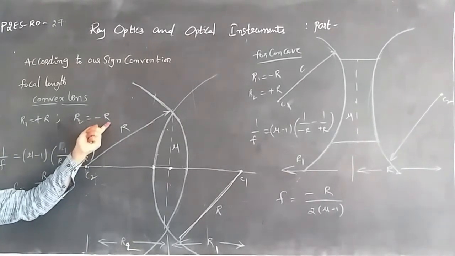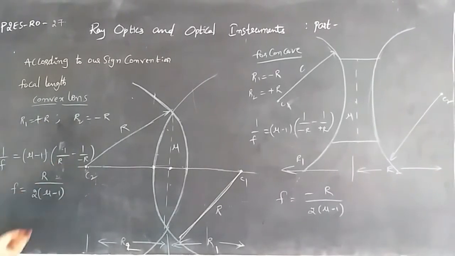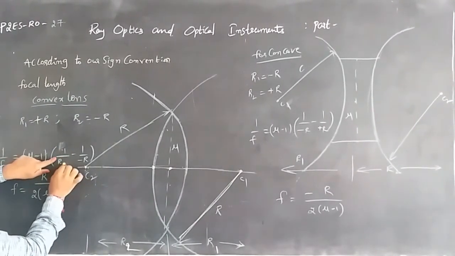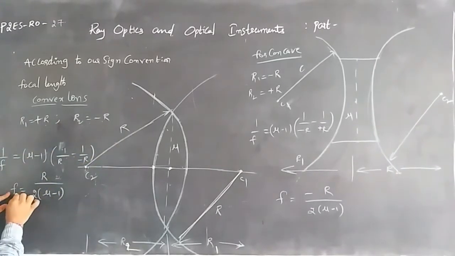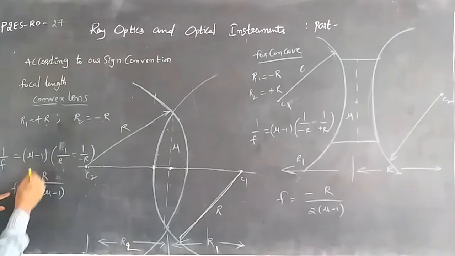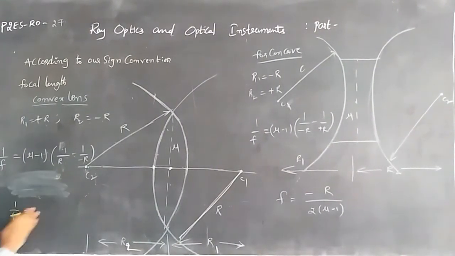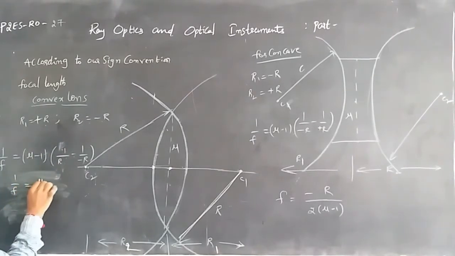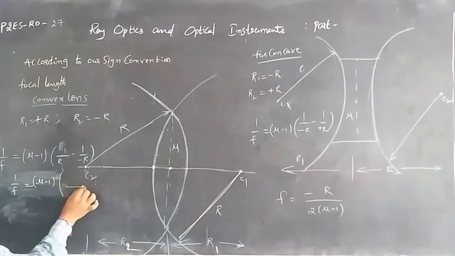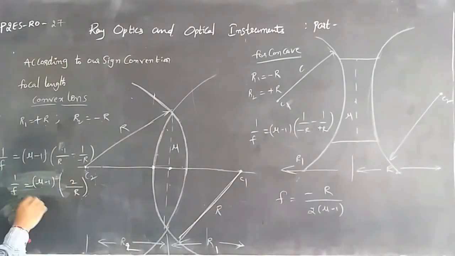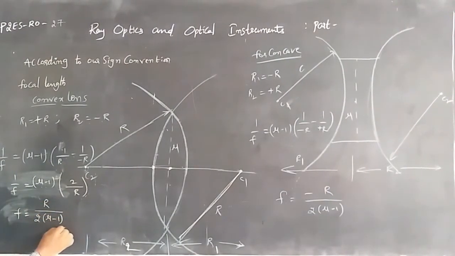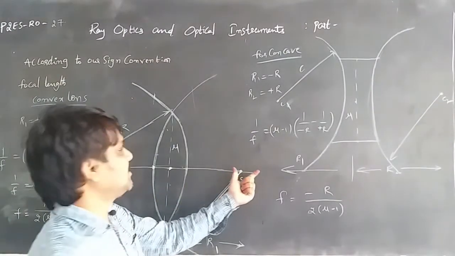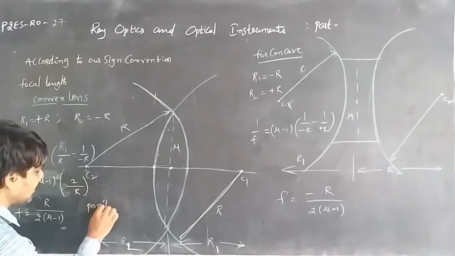Whenever we substitute these values in the lens maker's formula, 1 by f is equal to mu minus 1 into 1 by R1 minus 1 by R2, with R1 equal to plus R and R2 equal to minus R. We get 1 by f is equal to mu minus 1 into 2 by R. Reversing this, the denominator becomes the numerator and the numerator becomes the denominator, so f is equal to R by 2 of mu minus 1. This is positive. In the case of a convex lens, the focal length is positive.